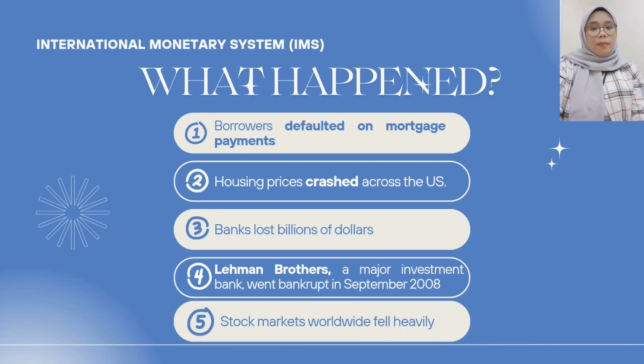What happened in subprime meltdown? First, borrowers default on mortgage payments. Housing prices crashed across the United States. Banks lost billions of dollars. Lehman Brothers, a major investment bank, went bankrupt in September 2008, and stock markets worldwide fell heavily.